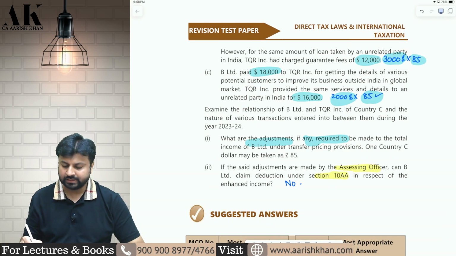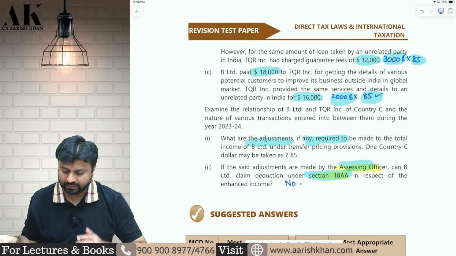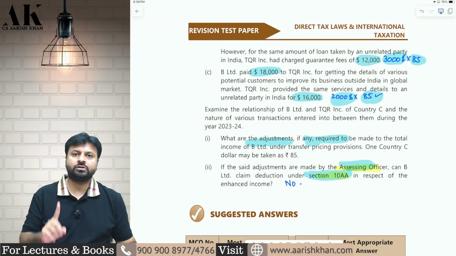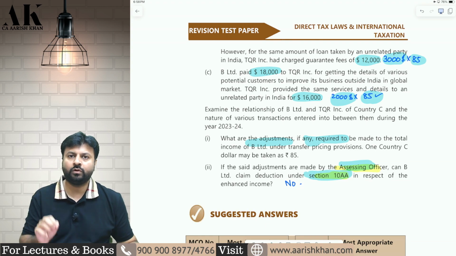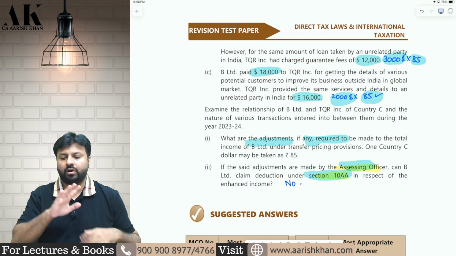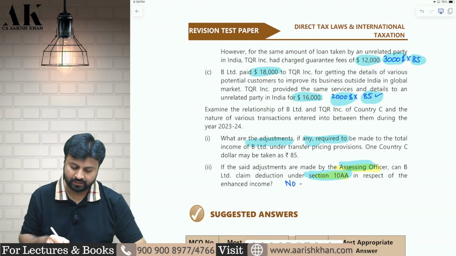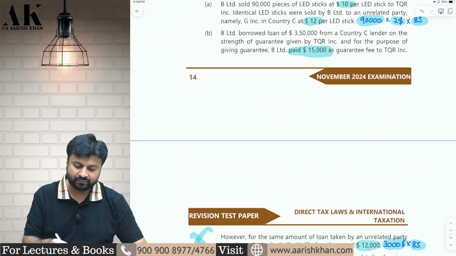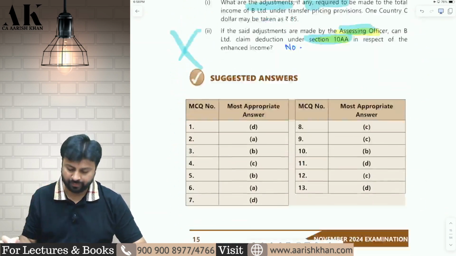Further, the question is, if AO makes this adjustment, whether the deduction under 10AA will be allowed. The answer is no. As per the first proviso to section 92C(4), if AO increases your arm's length price, then no deduction under Chapter 6A or 10AA shall be allowed to the assessee. Therefore, the assessee cannot claim 10AA deduction on these items if these are added by the assessing officer. I hope it is clear to all of you.